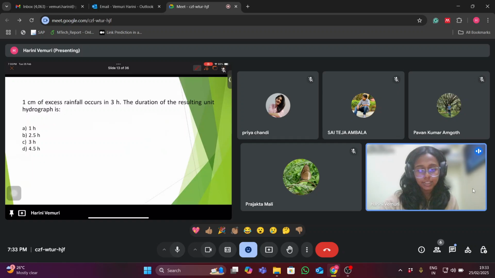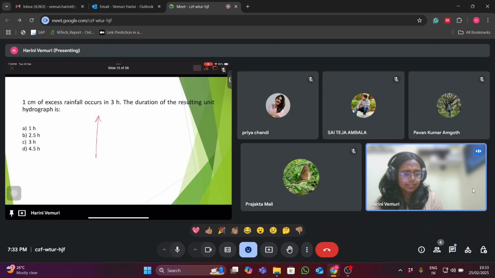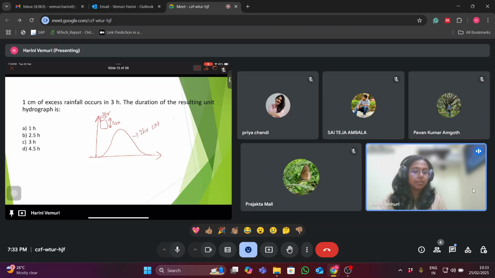So here the next question is, 1 centimeter of excess rainfall occurs in 3-hour duration. The duration of the resulting hydrograph is? Generally, what we have seen is, in the case of unit hydrograph, we have 1 centimeter excess rainfall occurring for 3-hour duration. This we call a 3-hour unit hydrograph, right? So the duration of the resulting unit hydrograph will be 3 hours.